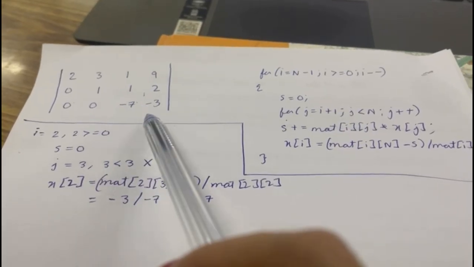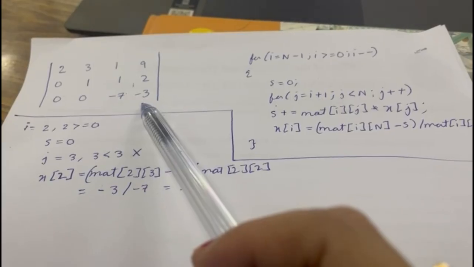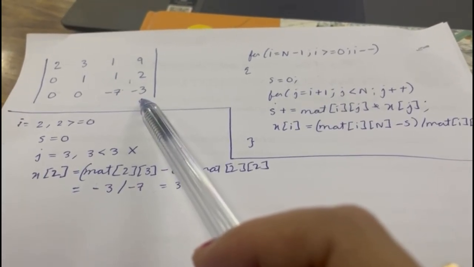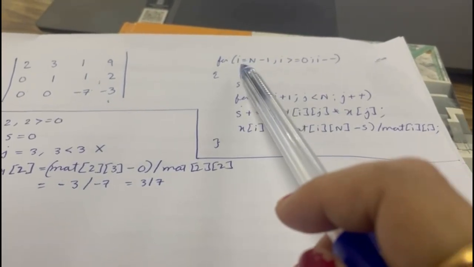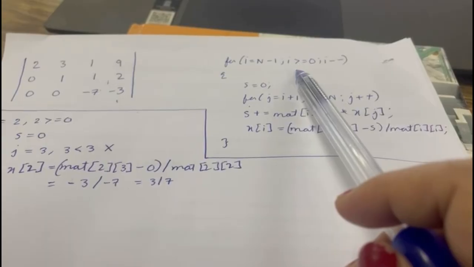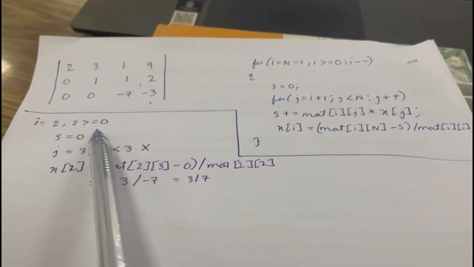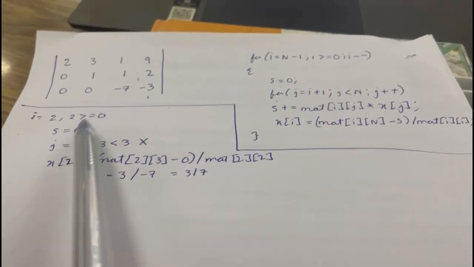So our aim is to find out the unknown values, that is the value of x, y and z, which will be present in the x one-dimensional array. The name of the array was x, where we will be storing the values of x, y and z. So let's see how it is done. I equal to n minus 1. I equal to n minus 1 means 2. Now 2 is greater than or equal to 0, so we are entering the loop. S equal to 0.